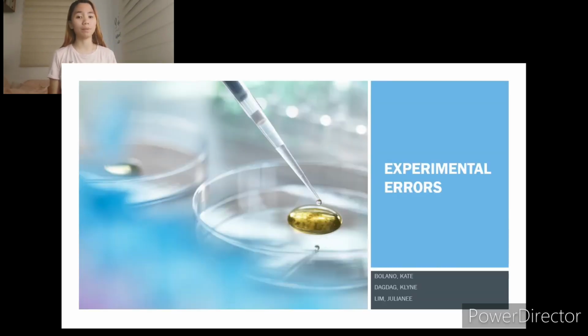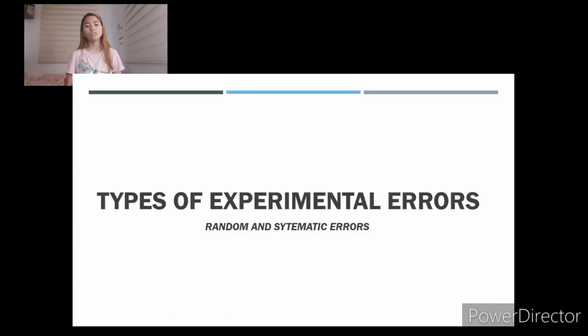Every measurement has some uncertainty, which is called experimental error. Another definition of it is the difference between a measurement and a true value, or between two measured values. So what are the types of experimental errors? Experimental errors are classified as either systematic or random.